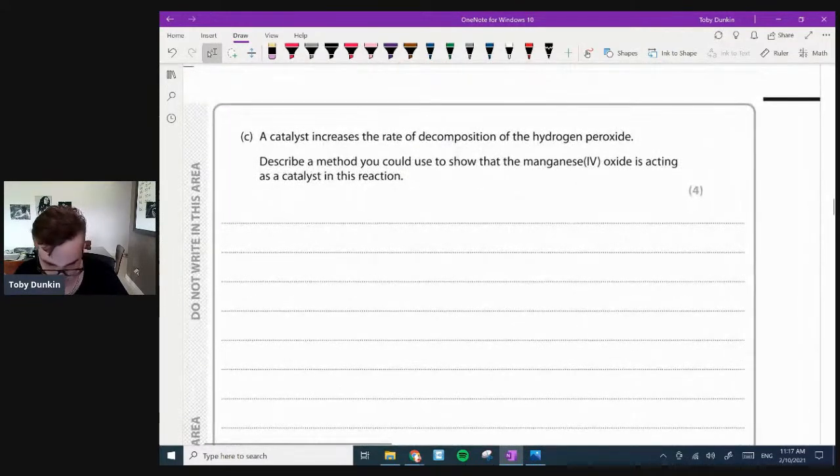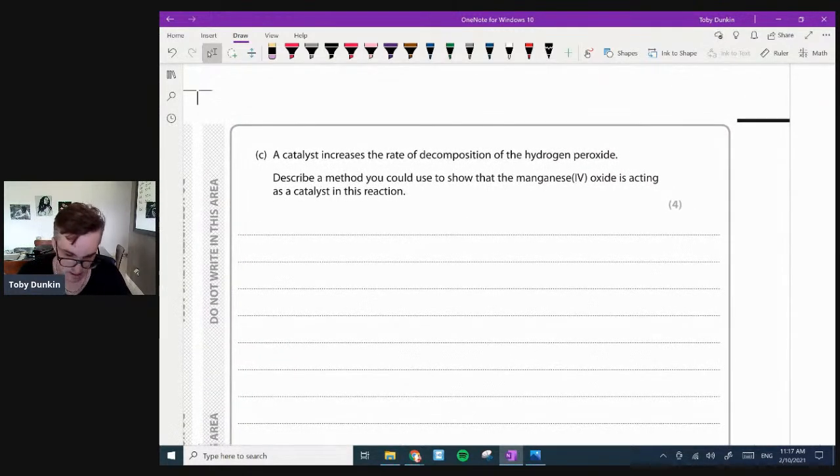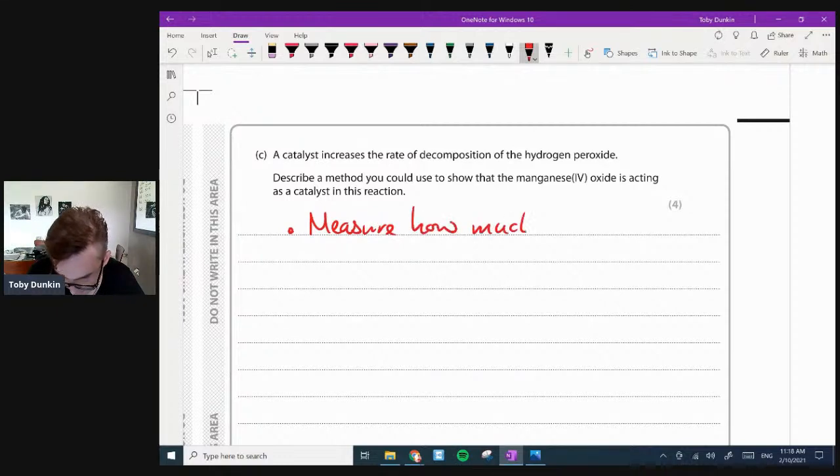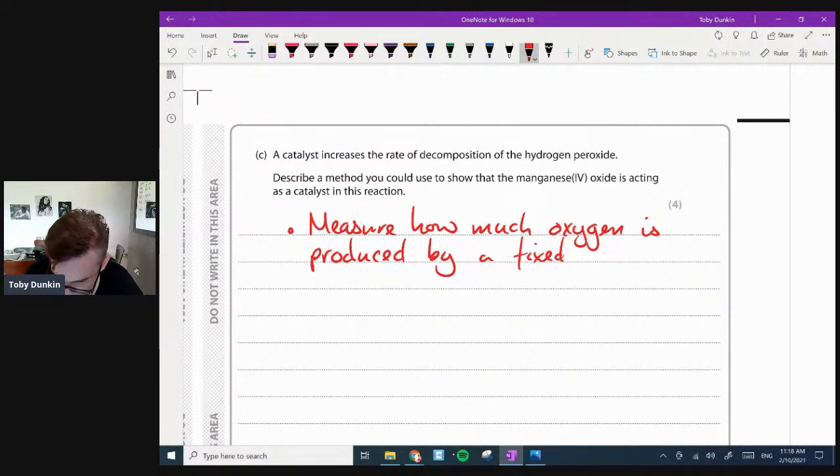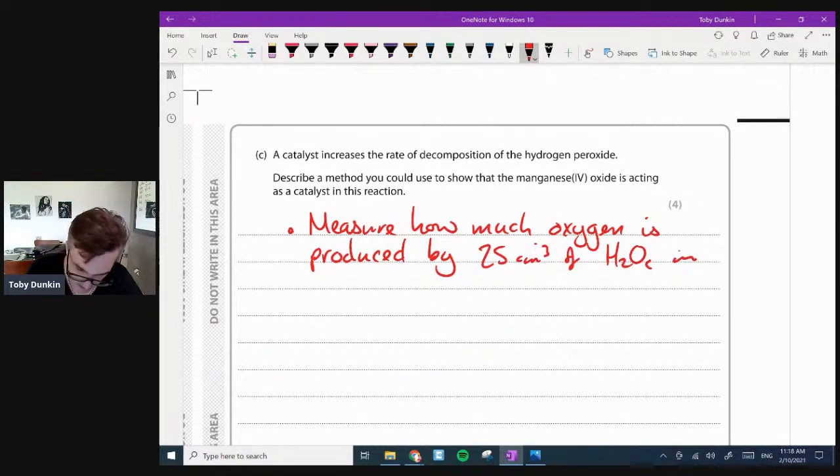Yeah, a catalyst increases the rate of reaction. Describe a method you could use to show that the manganese reactant is a catalyst for this reaction. Okay, that's nice. So step number 1, measure how much gas, and this is going to produce oxygen, so how much oxygen is produced by a fixed amount, let's actually give one, by 25 centimeters cubed of hydrogen peroxide in 2 minutes.